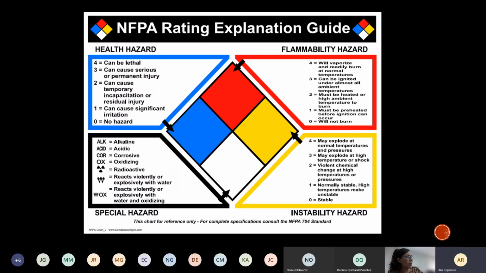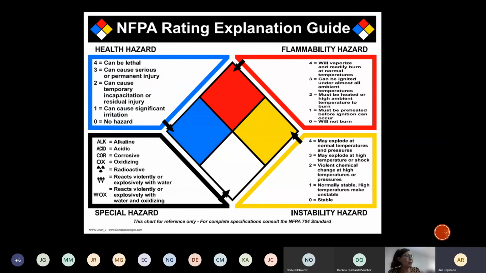Let's go ahead and move on to the last part of the lesson before you do your assignment. And that's going to be the NFPA diamond. NFPA stands for National Fire Protection Association. And this is basically the association that came up with this symbol that we use to warn people of chemicals that might be stored in a room or that might be transported in a semi or that is being used.